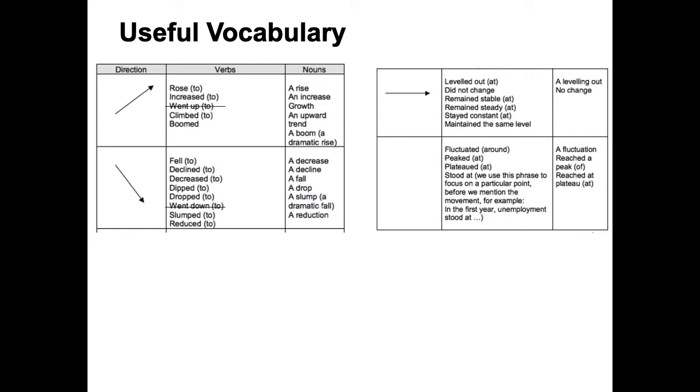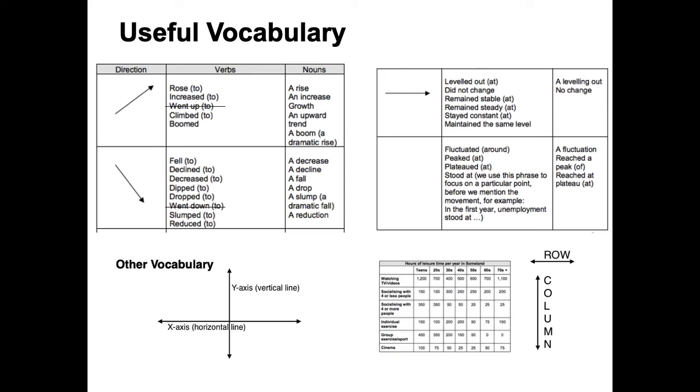If we look at the right, there is a series there. Level out, did not change. So that's if the line is sort of flat. The numbers are flat. Stayed constant. Maintain the same level. Those are all great expressions to use in that case. The next one's fluctuated, peak, plateaued. I'm going to show you on the next slide, so just stand by for that, okay? Note that stood at, that's when you want to point out a particular data point within a chart or a graph, okay?